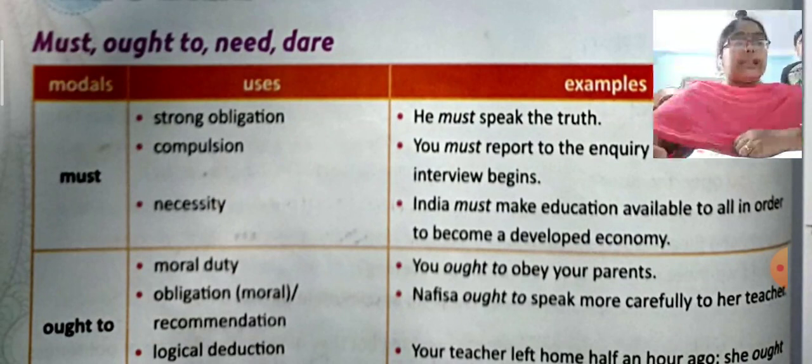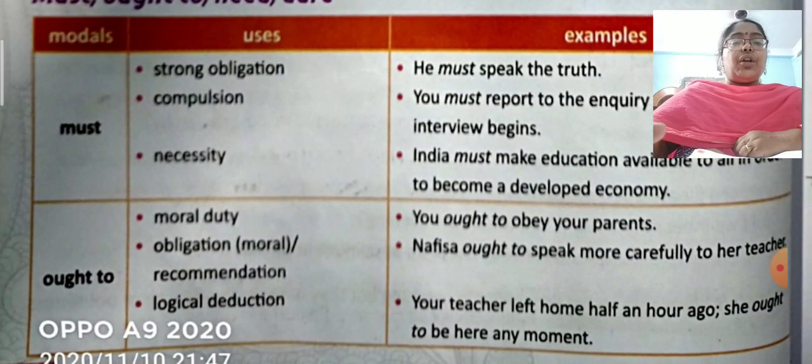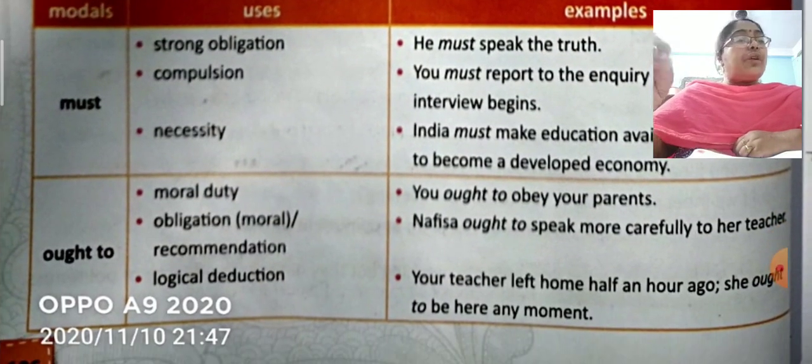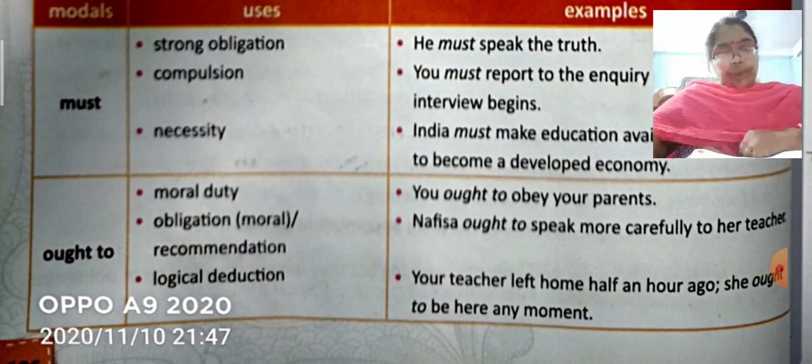It's a necessity. The children must attend the school during their examinations. Now, ought to. Where do we use ought to? We use ought to for a moral duty. You ought to obey your parents. A moral duty, an obligation. A moral obligation. What is that?